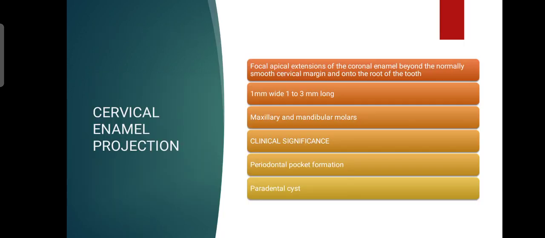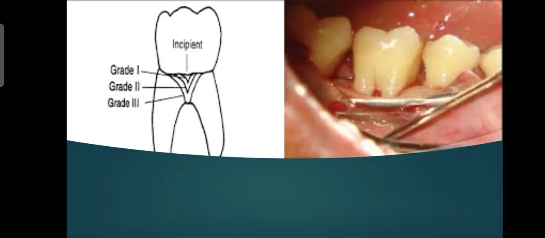Now, another disturbance in the shape is cervical enamel projections. Focal apical extensions of the coronal enamel beyond the normally smooth cervical margin, which is the cemento-enamel junction, and onto the root of the tooth are called cervical enamel projections. You can see here a cervical enamel projection.